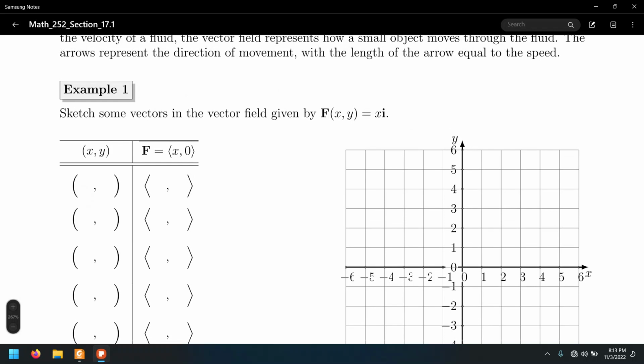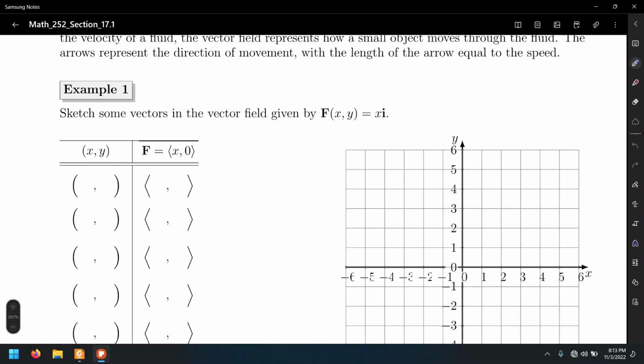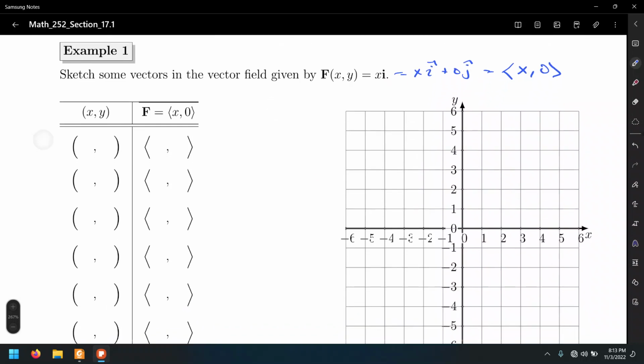Again, these are no longer going to be some r of t or r of s for the arc length function. So it's given by x i, which, by the way, for notation, is the same as saying big F of x, y, or rather, without the big F, x i plus 0 j, which is the same in component form as x comma 0, which is what I express here in our table. All right. So we're going to plot some vectors related to some given points.